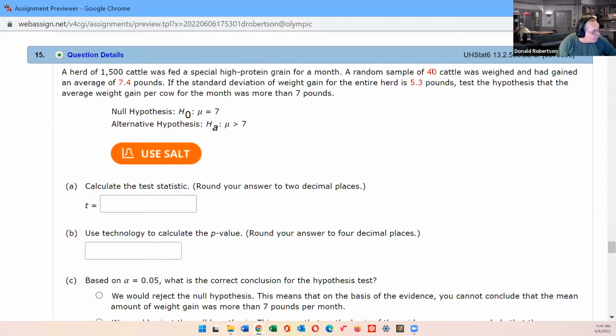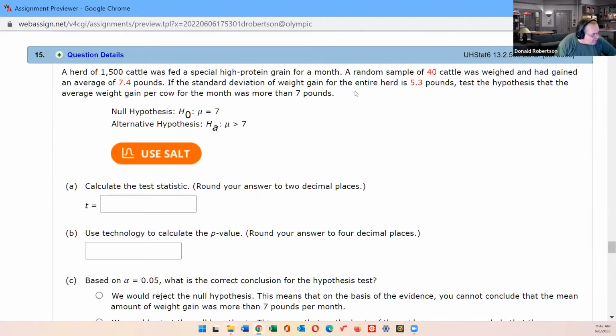A random sample of 40 cattle. Oh, I take it back. He only took 40 as a sample. Was weighed and had gained on average 7.4 pounds. Okay, so it looks like it might work. If the standard deviation of weight gain for the herd is 5.3 pounds, okay, I've wrote that down. Test the hypothesis that the average weight gain for a cow for the month was more than 7. So the null hypothesis is that it's 7, and the alternate is it's greater than 7.